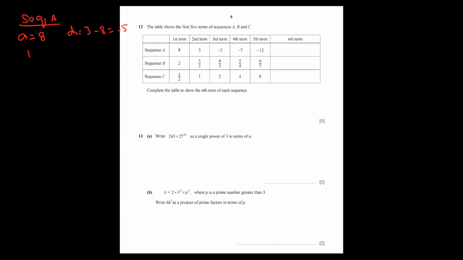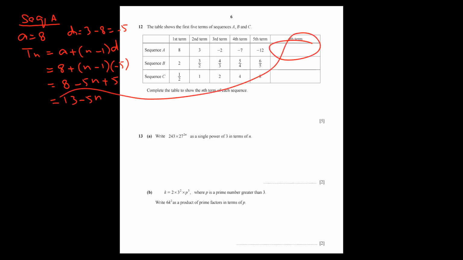So what is the formula of arithmetic progression? A plus (n minus 1) into d. I'm plugging in the values: a becomes 8, n stays as it is, d is -5. Multiplying 8 and -5 inside, -5n negative, positive 5, 8 plus 5 is 13 minus 5n, and this is the nth term. So this part is done.